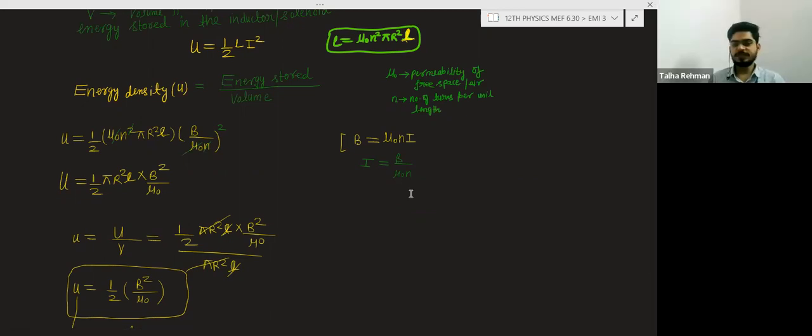So energy density is energy stored in an inductor per unit volume of the inductor. Means energy divided by volume is energy density.